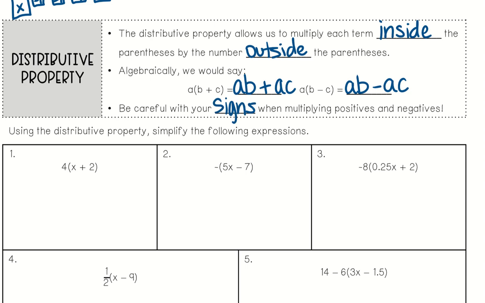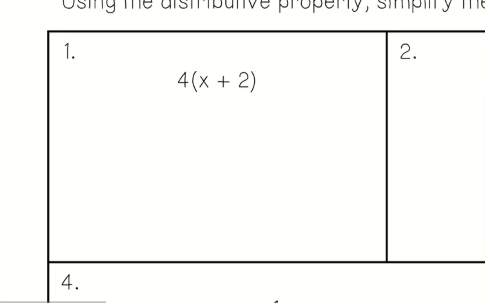So one thing we always want to pay attention to is our signs. It says be careful with your signs when multiplying positives and negatives. So as we're working through the distributive property, make sure you're paying attention when we're multiplying two things together, what their signs should be. So one way that we show the distributive property is by drawing arrows to represent the things that we're going to multiply together in the parenthesis. So here's what that looks like for me.